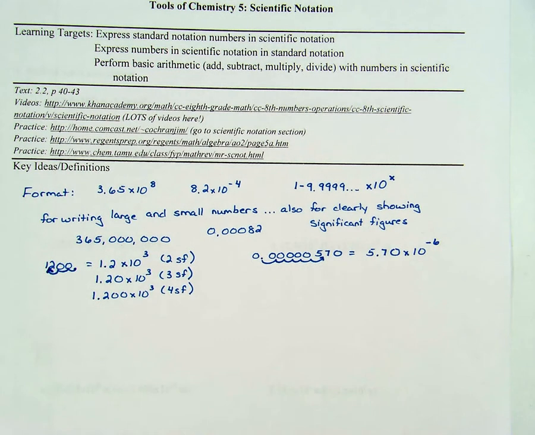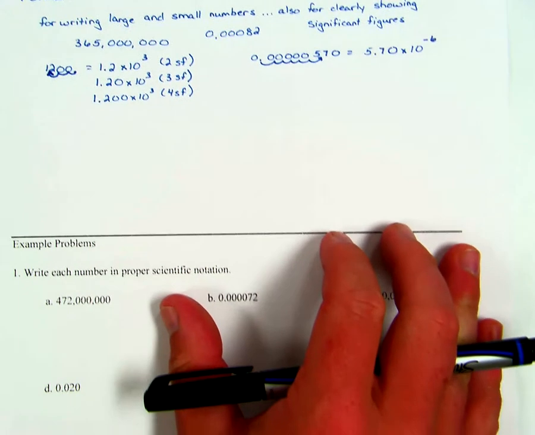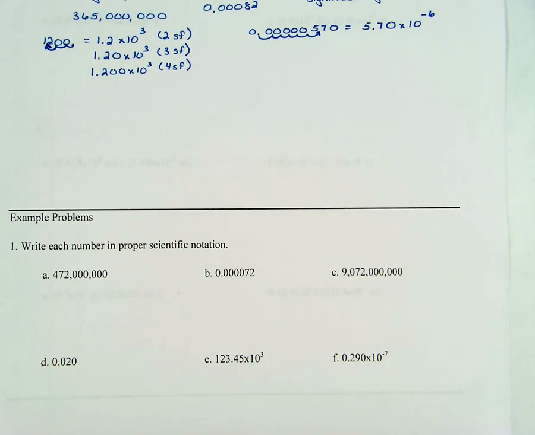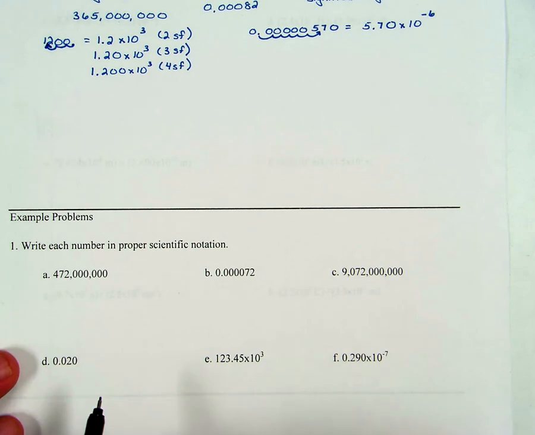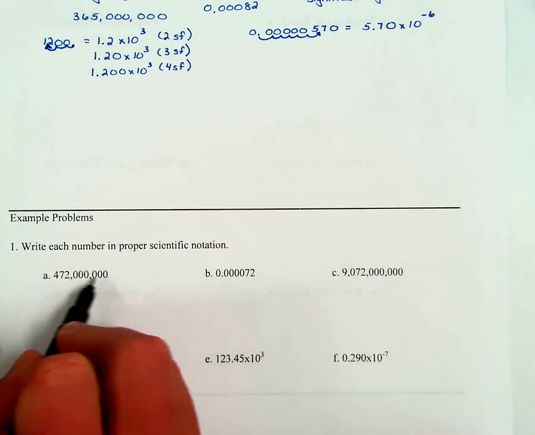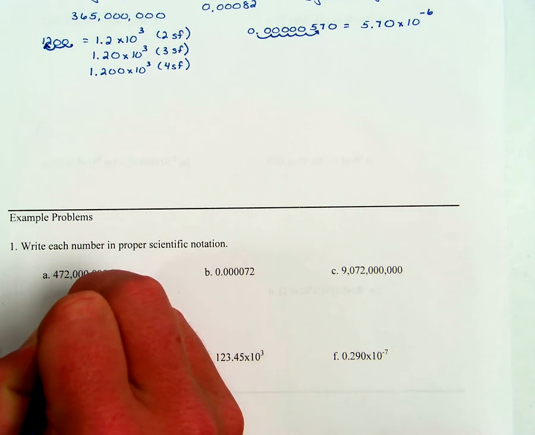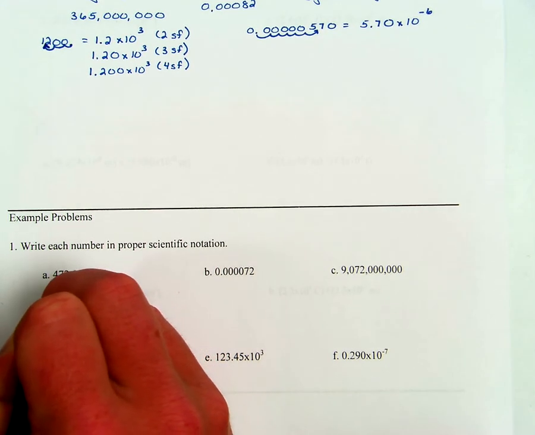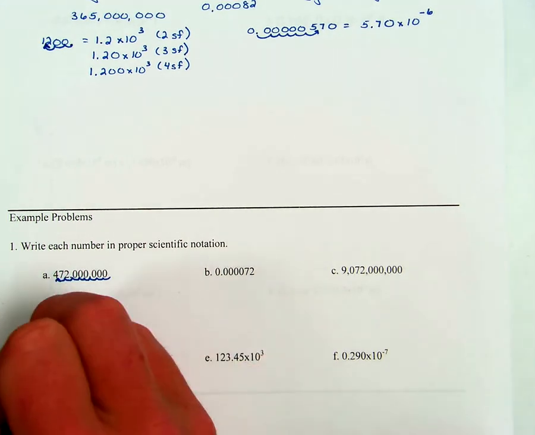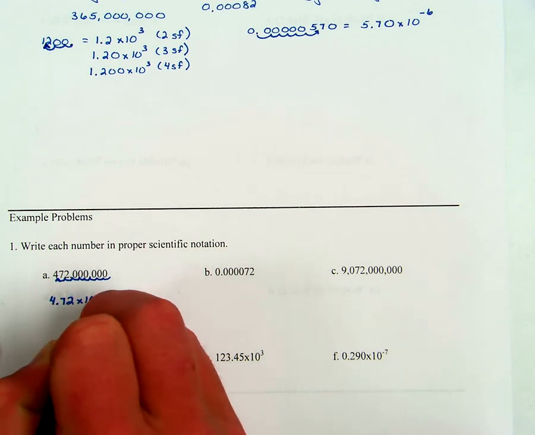Alright, let's jump down and look at the first set of example problems here. We're just asked to write each number in proper scientific notation. So what we'll end up doing here is all the non-zeros that are not significant are going to disappear. Alright, so this first number here, these 6 zeros, none of them are significant. So we're going to move the decimal over 1, 2, 3, 4, 5, 6, 7, 8 places. So this becomes 4.72. None of the zeros show up. Times 10 to the 8th.